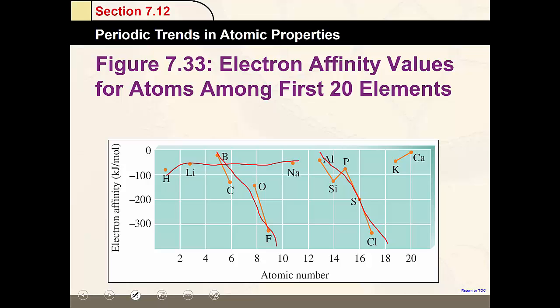So since it becomes more positive, less energy is released, since the electron is added at an increased distance from the nucleus. So if an electron is added really close to the nucleus, it does not have much energy change, whereas if it's added farther away from the nucleus, it has a larger energy change.